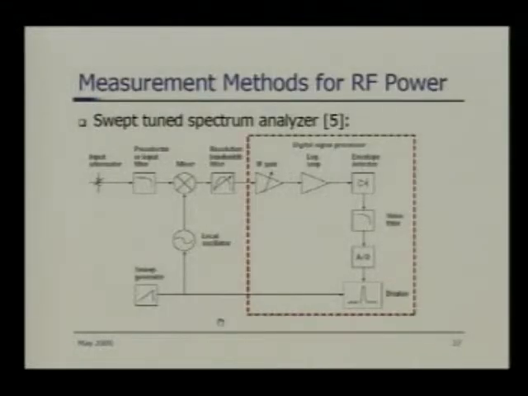So this is a swept-tuned spectrum analyzer block diagram. You have an input attenuator. The RF output from the DUT, or device under test, comes in and goes to the input attenuator, which accommodates a high input dynamic range. What is input dynamic range? It is the range from the lowest power level that you can measure to the highest power level that you can measure, right?